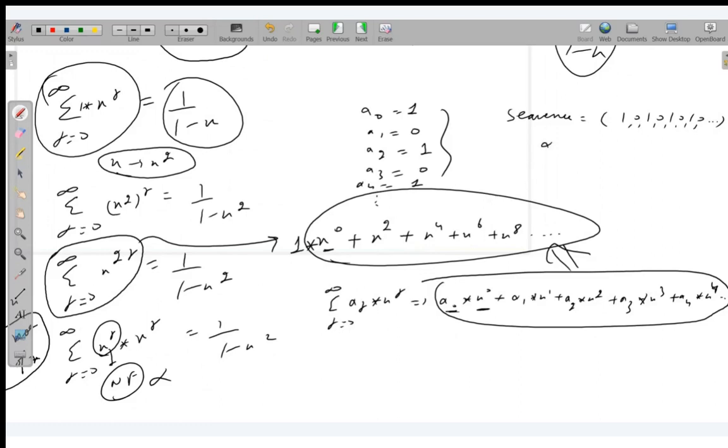Now if I want to generalize, ar is equal to 1 if r is even, and we get 0 if r is odd. This is not counting from 1, 2, 3; we are counting whole numbers from 0. This is a0, so when r is even it is 1, and 0 when r is odd. So that is the numeric function.